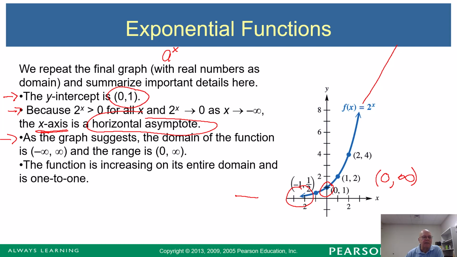Also, lastly, the function is increasing, and we're looking at this blue curve. If you look at it from left to right, it's increasing, where the y's are getting bigger and bigger, or it's rising. It's increasing on the entire domain, and it's 1 to 1. Why is it 1 to 1? First of all, it's a function because it passes the vertical line test. Second, it's 1 to 1 because it also passes the horizontal line test.